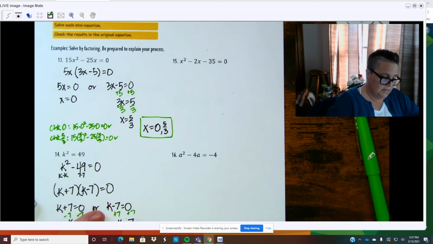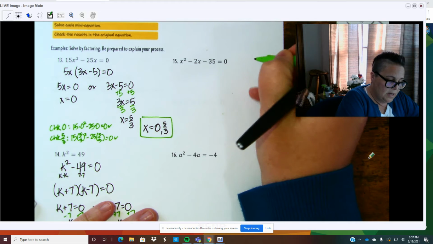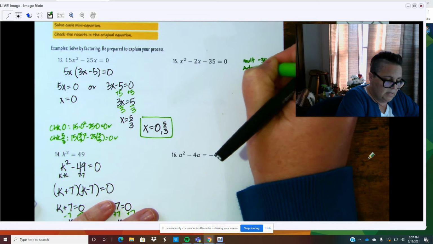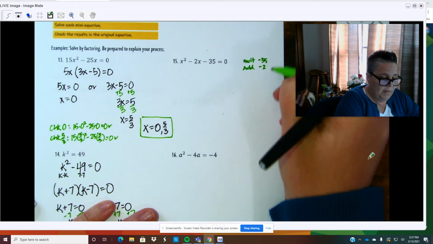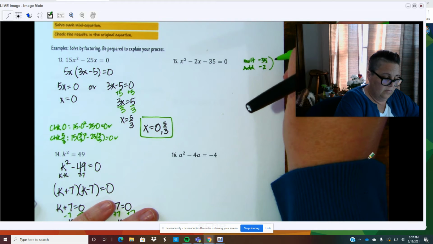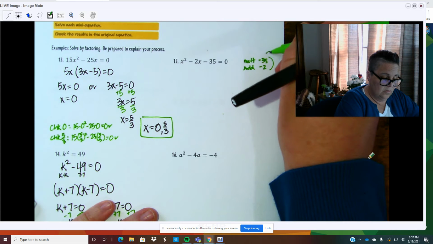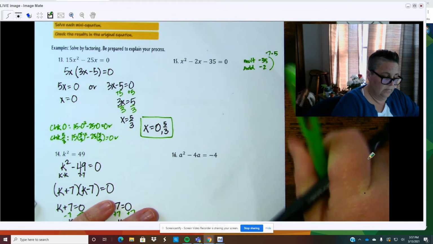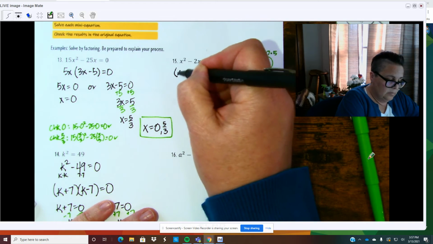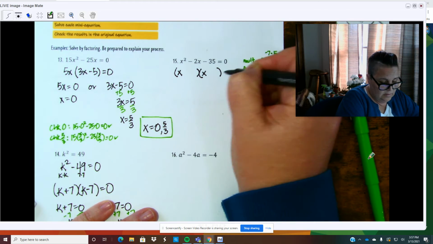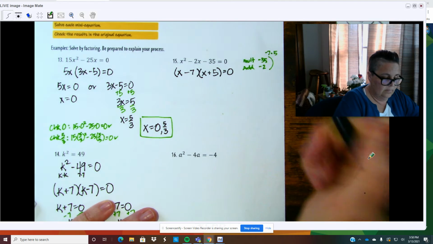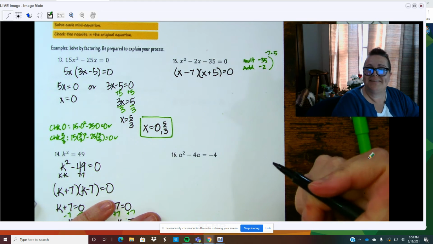So if I'm doing mental math on this one, I want the two factors that multiply to a -35, but add to be a -2. And for me right away, I see that that is going to be a -7 and a +5. So that's going to be an x squared, which is going to be an x and an x. And I know I need a -7 and a +5. Yeah, mental math is nice on this one.